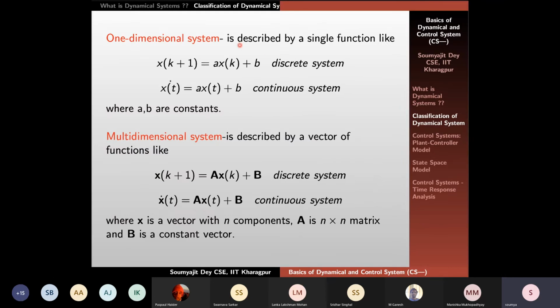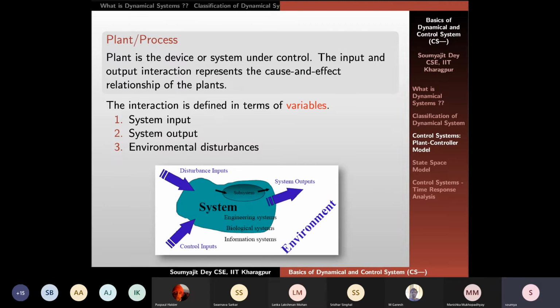Now, this class of one-dimensional and multi-dimensional systems, like we said, is simple. When they become vectors, you have multiple state variables, and we have these multi-dimensional systems. Okay, now let's understand: we understand how our dynamical system can be modeled using differential equations and what their classification is. That's fine. But then what is a control system?